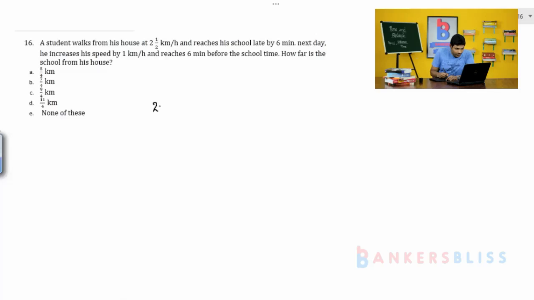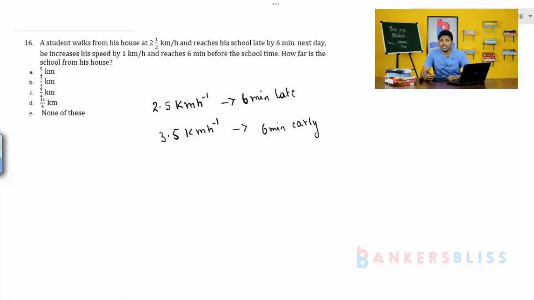When he travels at 2.5 km/h, he is 6 minutes late. Next, when he travels at 3.5 km/h, then he is 6 minutes before the school time, meaning 6 minutes early. Now, what is the time difference between these two?